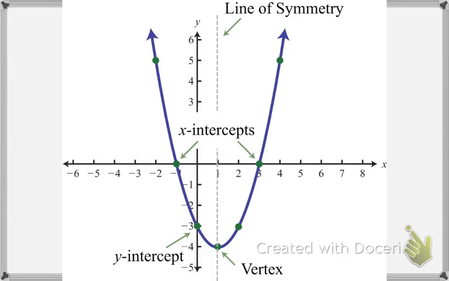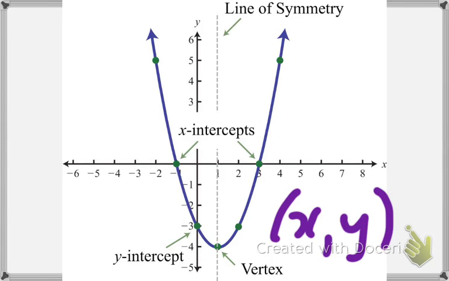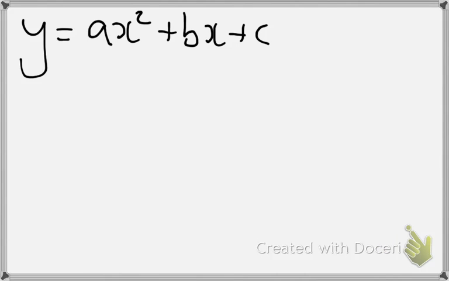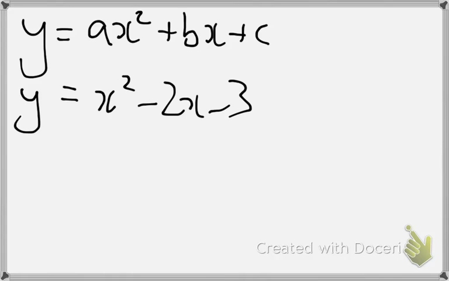The next thing we're going to take a look at is the vertex. Now the vertex consists of an x value and a y value. We're just going to look at the x value first, how to find that, and then we'll look at how to find the y value later. Remember that this is the general form for a quadratic, ax squared plus bx plus c. So when I write my equation, a equals 1, b equals minus 2, and c equals minus 3.